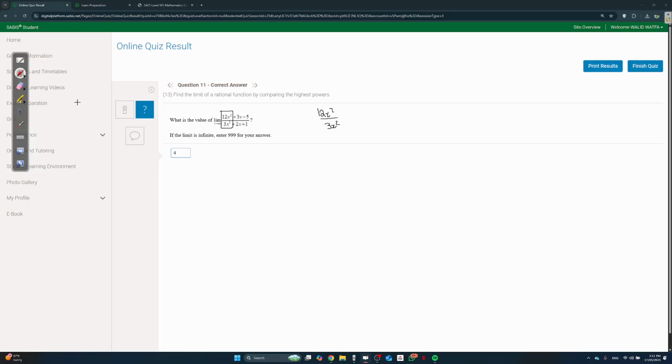Maybe she writes it differently and confuses you. Maybe she writes it like this, and someone is going to compare 12x squared and 2x. But that's wrong. Why? Because the highest degree term is 3x squared. So you must look at the highest power, highest degree. Even if sometimes it's arranged differently, just rearrange it properly.